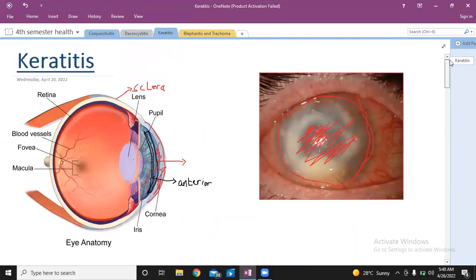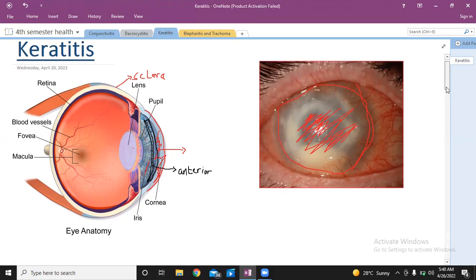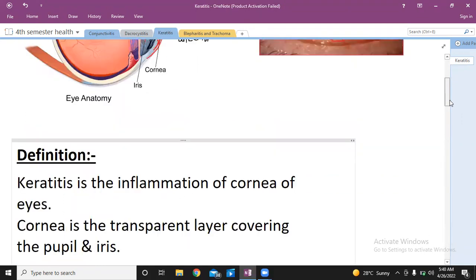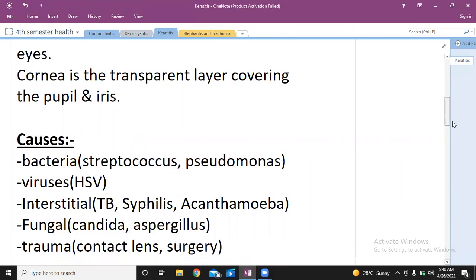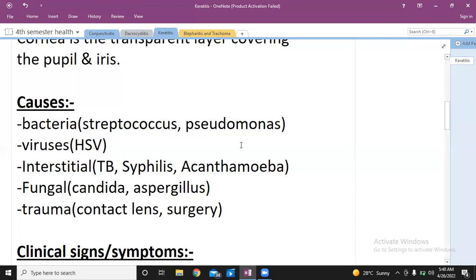Keratitis. Let me repeat it. Keratitis is the inflammation of the transparent layer of the eyes, which covers the pupil and the iris. What is the cause of keratitis? Keratitis is caused by a number of reasons. It could be bacterial keratitis, viral keratitis, interstitial keratitis, fungal keratitis, and traumatic keratitis.